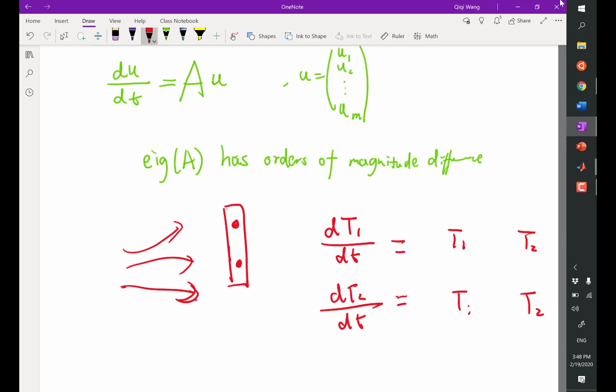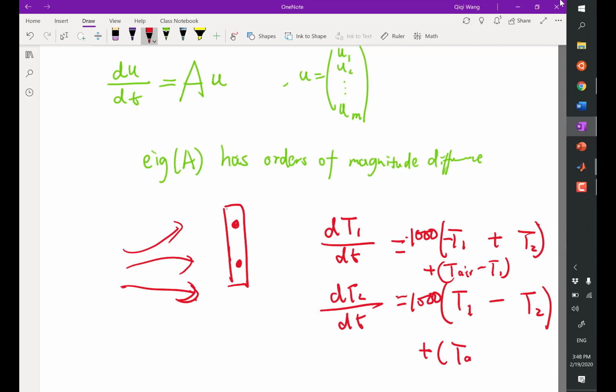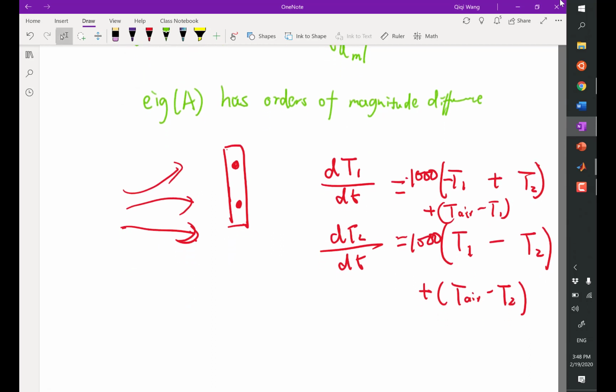right? So you're going to have something like 1,000, for example, times negative T1 plus T2, and here you're going to have 1,000 times T1 minus T2, right? That's just due to the heat transfer between these two parts. And then you have something extra. You have the heat transfer from the air. So let's say plus T air minus T1, right? So that's heat transfer from the air. And then plus T air minus T2. That's from the heat transfer from the air. So effectively, you have two components. One component that acts very fast, acts very strongly. The other component acts very weakly.